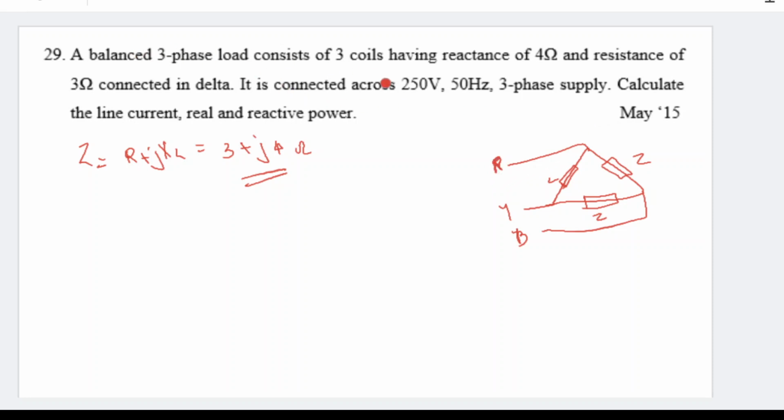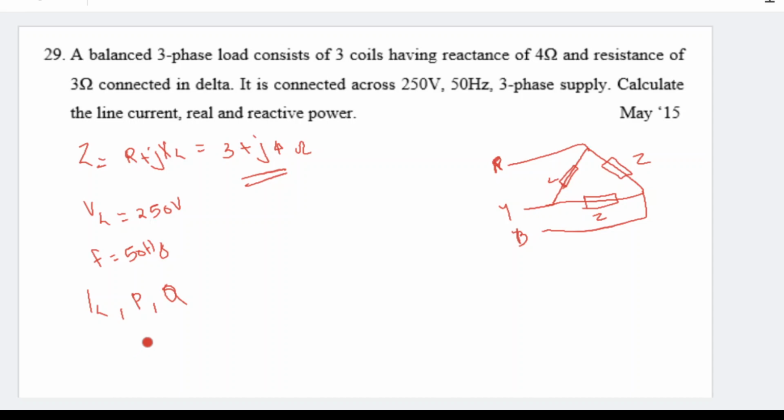It consists of 3 coils having a reactance of 4 ohm and a resistance of 3 ohm connected in delta. It is connected across 250 volt. The line voltage is 250 volt and the frequency is 50 hertz. Calculate the line current, real and reactive power. Now you have to find out the line current, active power and reactive power.